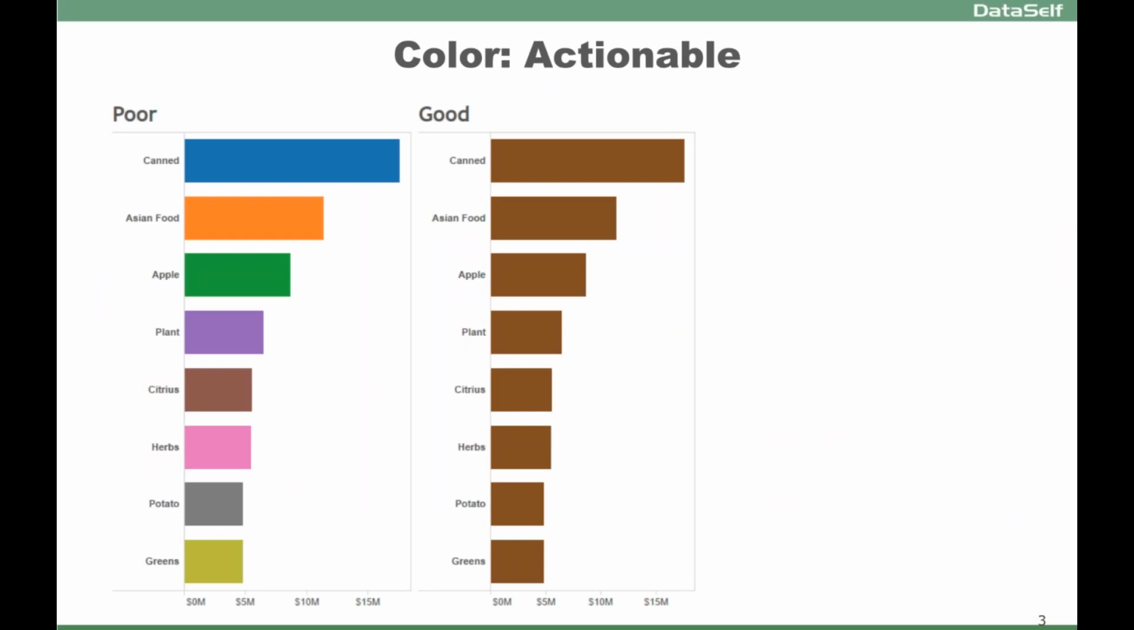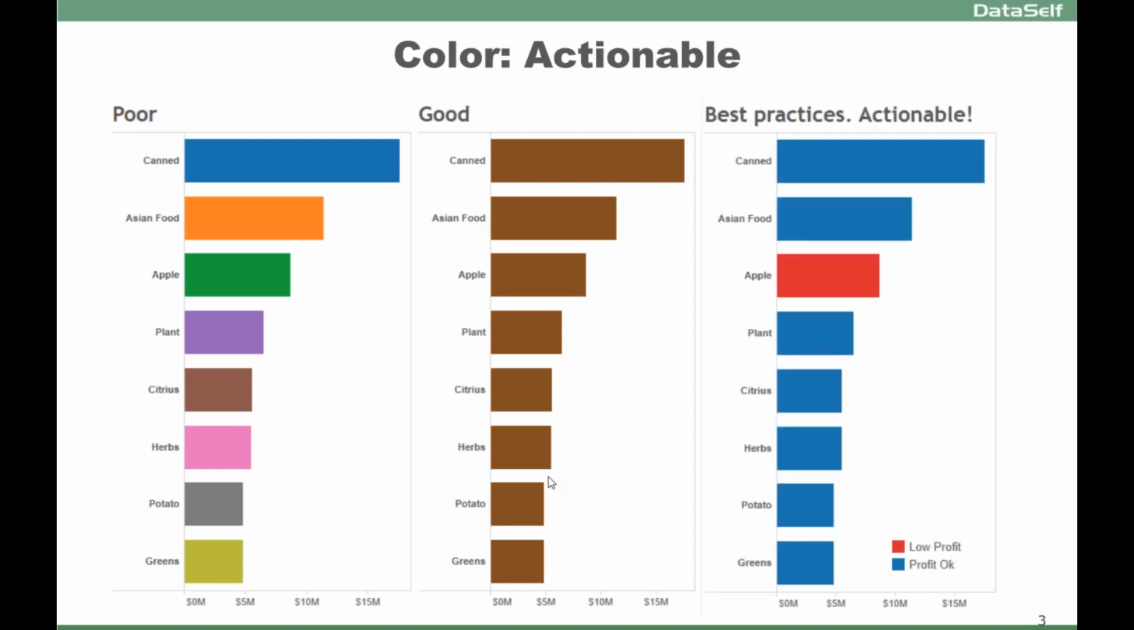Now, color can also be very helpful when you're trying to make actionable information. Here I have two examples where I have a simple visualization using a lot of colors for different types of products. So kind of a poor selection because it's distracting. This is a better one. Now it is a single color. I'm just focusing on the size of each bar.